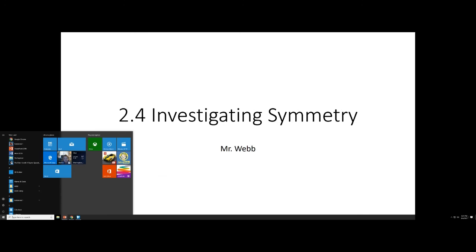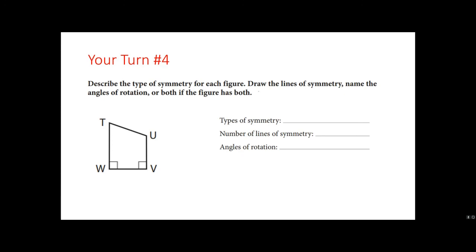All right, so describe the types of symmetry for each figure, draw lines of symmetry. Same type of deal. See if you have lines. If you don't, you don't. If you have angles of rotation, if you don't, you don't. So try to work with your group and see where you can fold to where it maps onto itself, and then just see where you guys get with that.